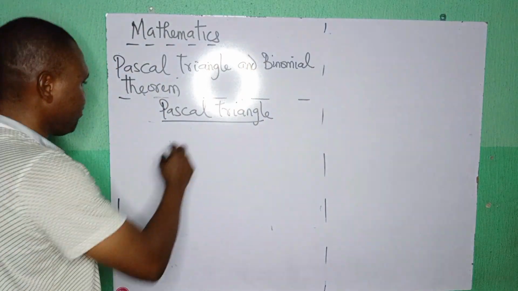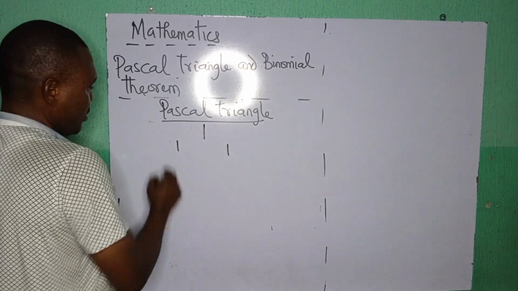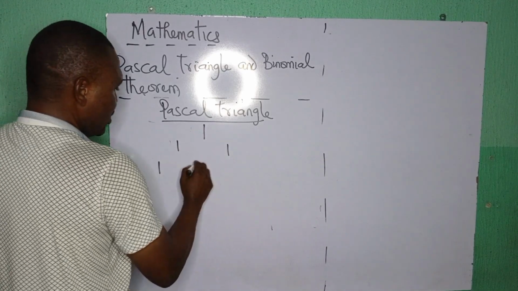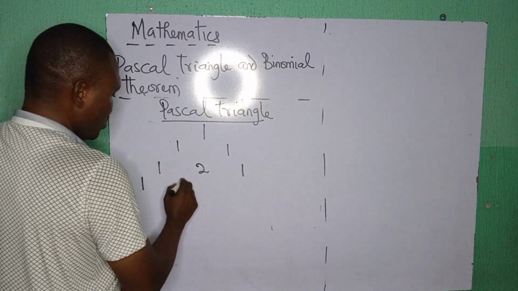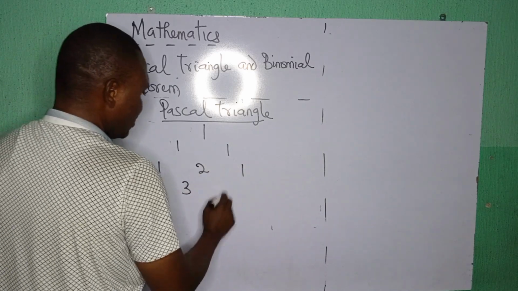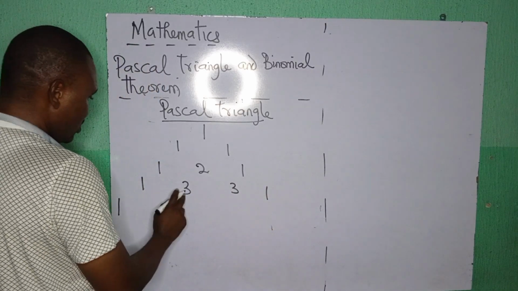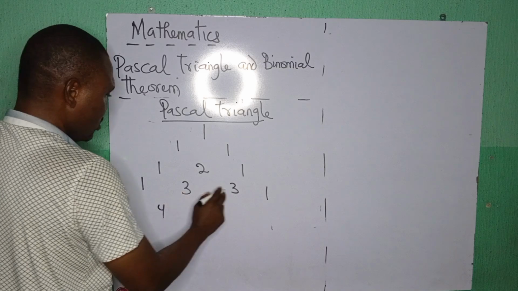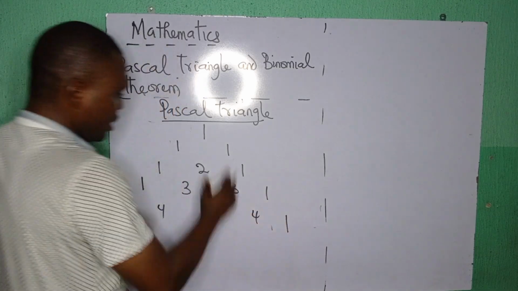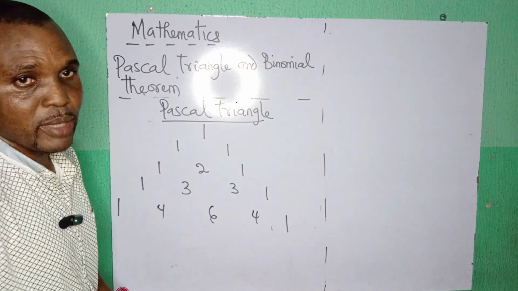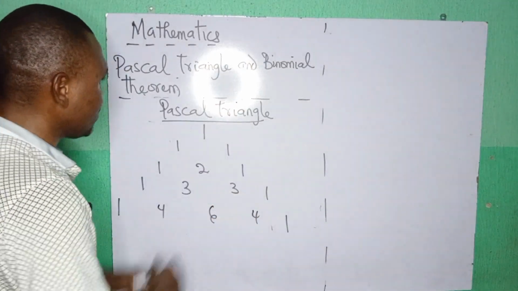Let's do it together. This is 1, 1, 1, okay? Then it is 1, 1 plus 1 is 2, 1, 1, 1 plus 2 is 3, 2 plus 1 is 3, 1, then this is 1, okay? 1 plus 3 is 4, 3 plus 3 is 6, 3 plus 1 is 4, 1. So it continues in that format, okay? Now, this is what the Pascal triangle is, all right? And it continues, okay?